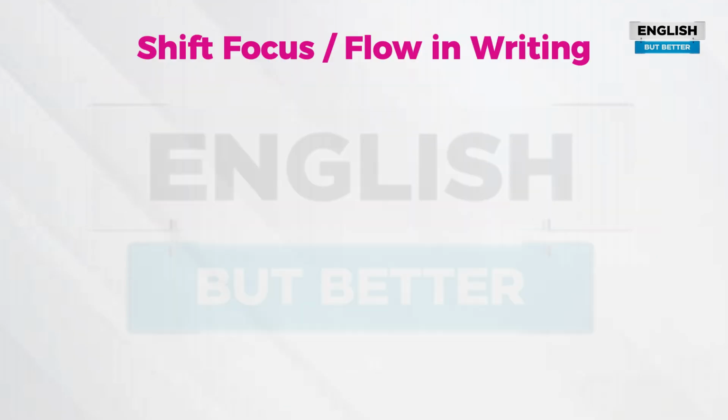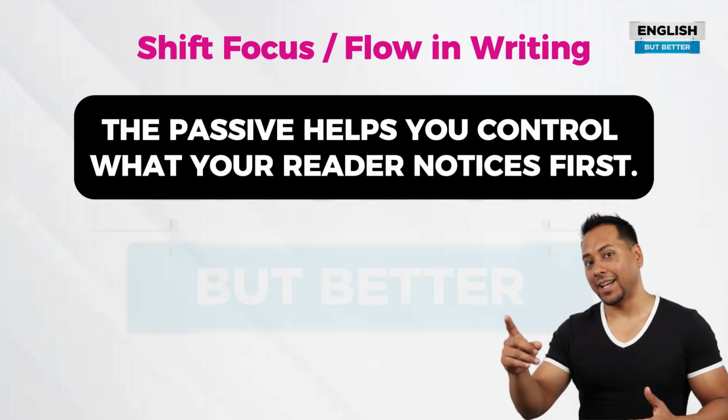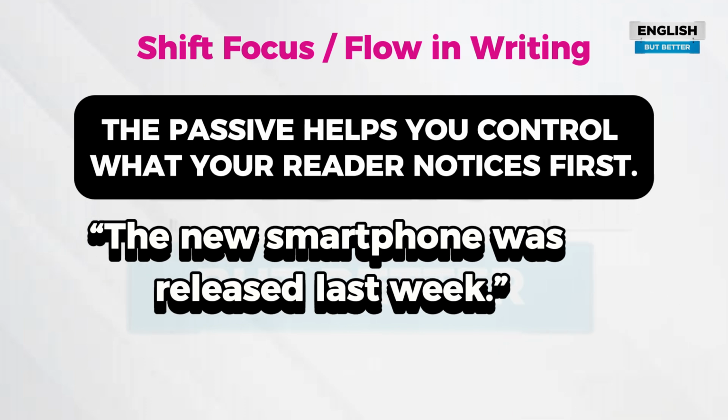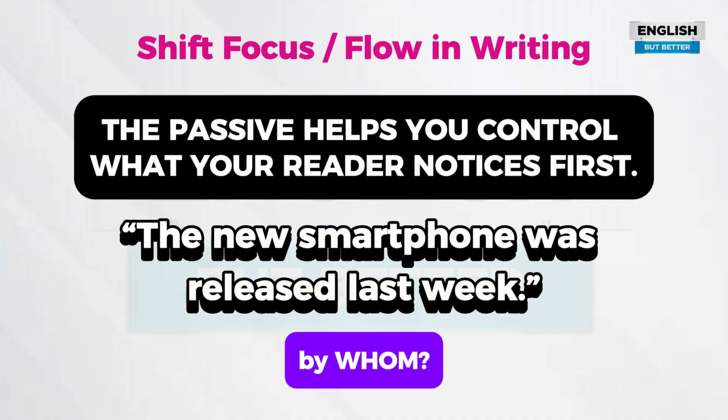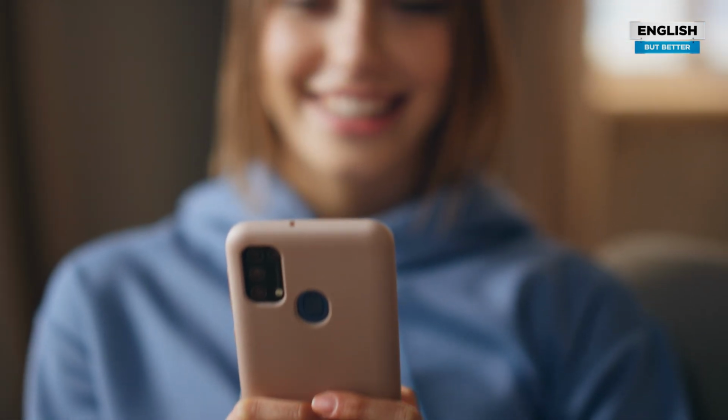Now let's see the other use. Focus and flow. The passive helps you control what your reader notices first. Look at this example. The new smartphone was released last week. Who released it? It doesn't matter. It is not important. Nobody cares. The important part is the phone is out, we can buy it now, we are happy. That's the content, it's the information. That's what matters. Secondarily, where it's coming from.